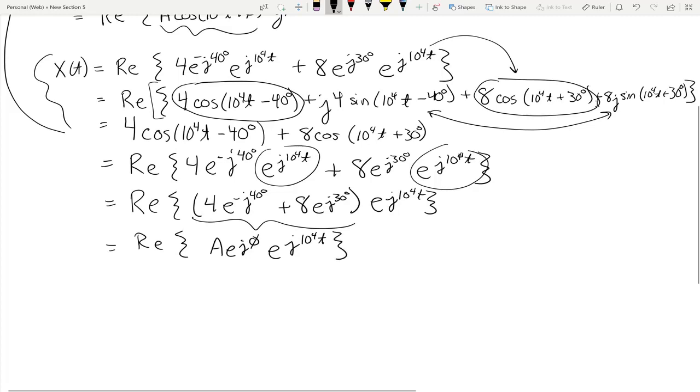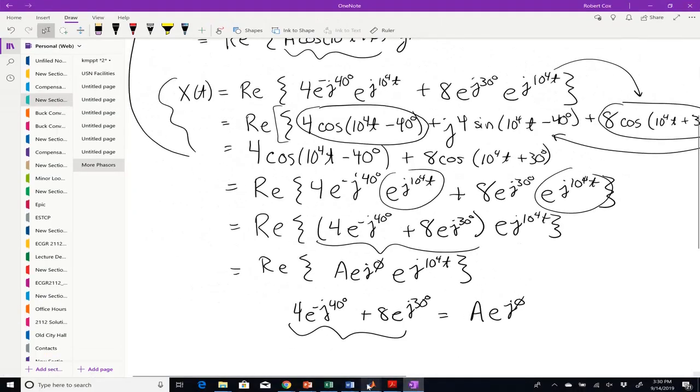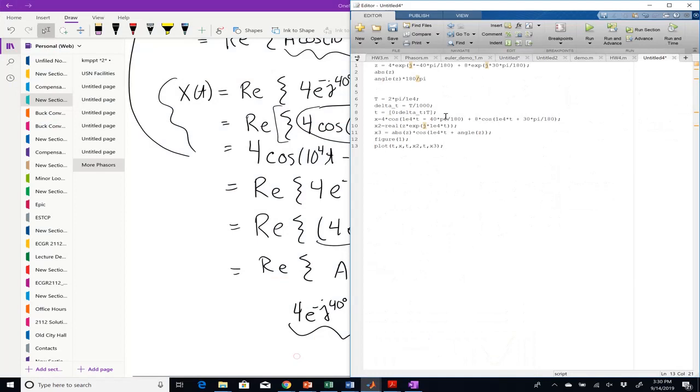And I have that. So now what I need to do is just add 4e to the minus j 40 degrees plus 8e to the j 30 degrees. Somehow add those into Ae to the j phi. Now at that point, you could expand this out using Euler's identity. Or what I did was I made use of MATLAB.